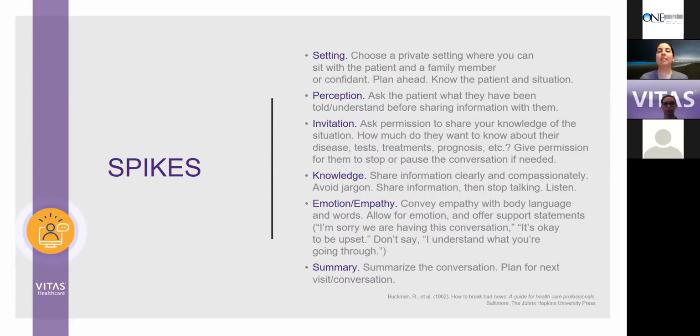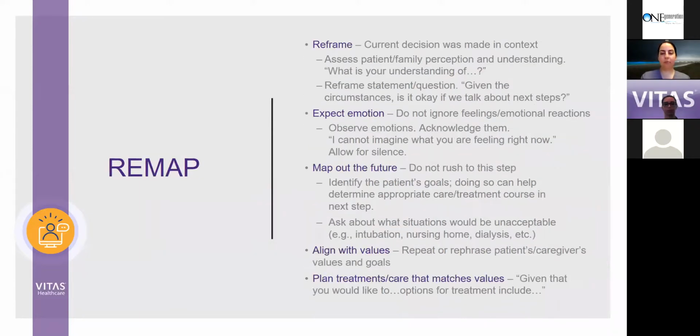Sometimes we instinctively become very defensive. It's important to not do that. It's important to calmly acknowledge the emotion they're conveying to you. And then finally, summary. You just gave a lot of information. You just had a very huge discussion. You want to summarize the conversation. You want to make sure that they heard the important things that you were relaying, as well as planning for the next visit or conversation.